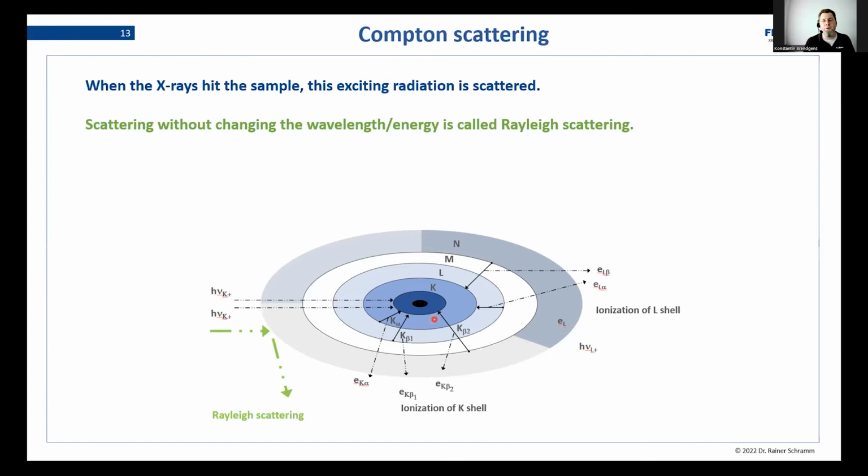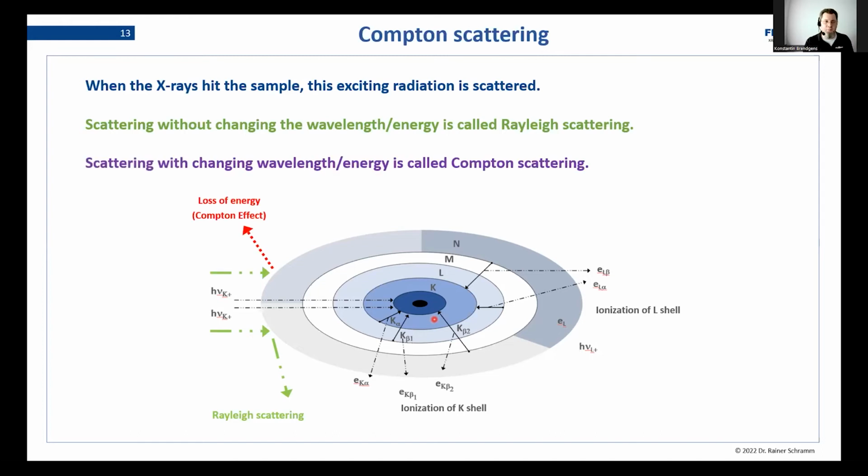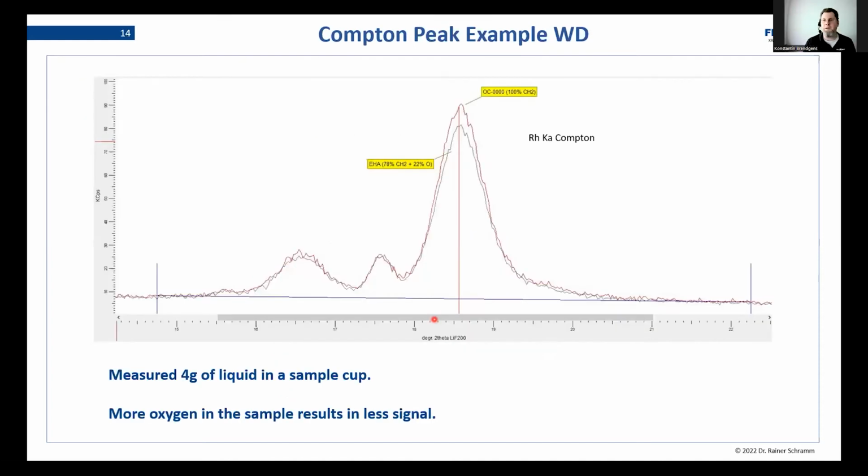The first is the so-called Rayleigh scattering, which is a scattering of the excitation X-rays without a change in wavelength or energy. Then there is a second one, which is called the Compton scattering, or the Compton effect. This is a scattering of the excitation X-ray again, but this time with a change in energy or wavelength. So one effect is basically just a bending, so to say, of the X-ray, while the other one actually changes the energy. And we can detect that, and we can use this information.